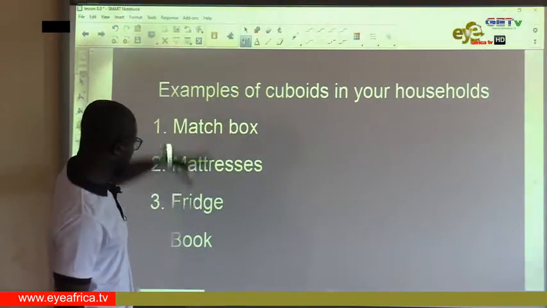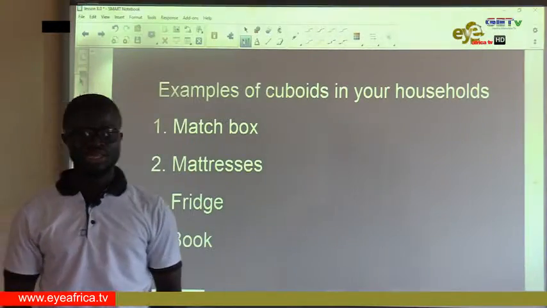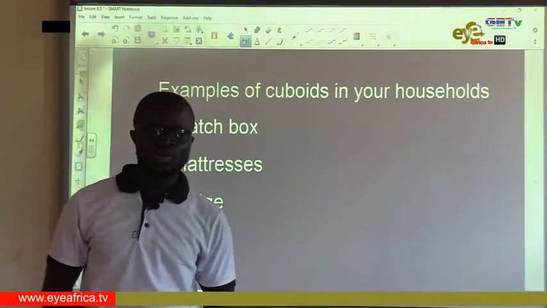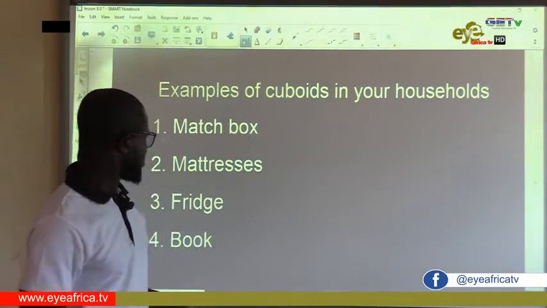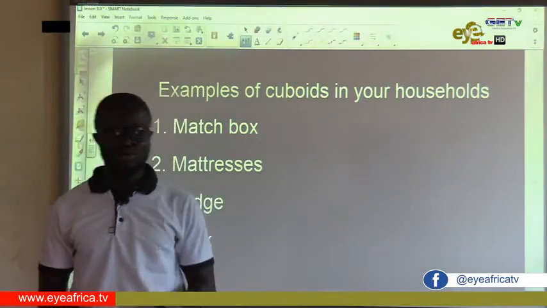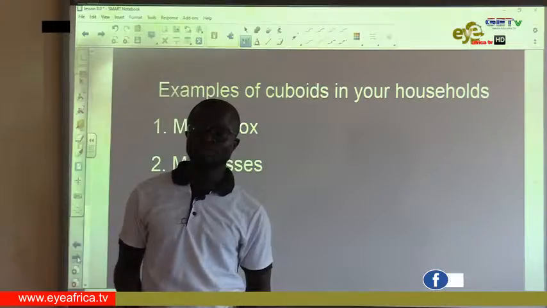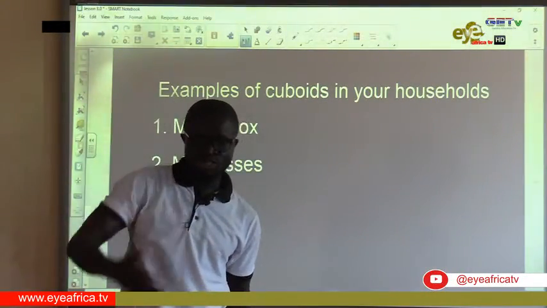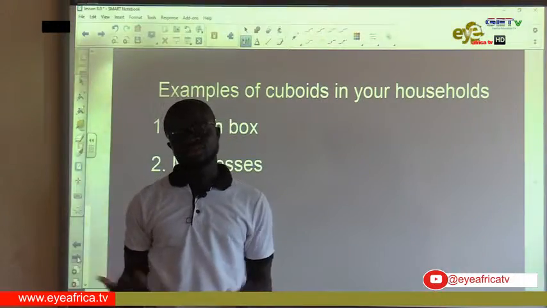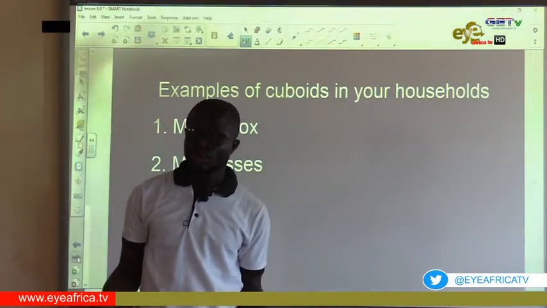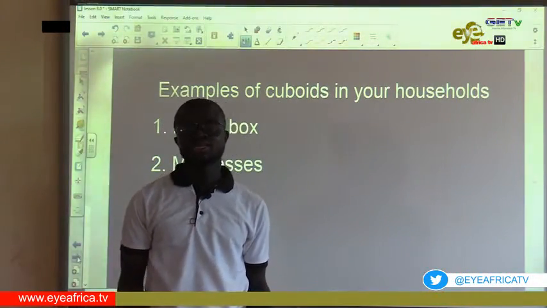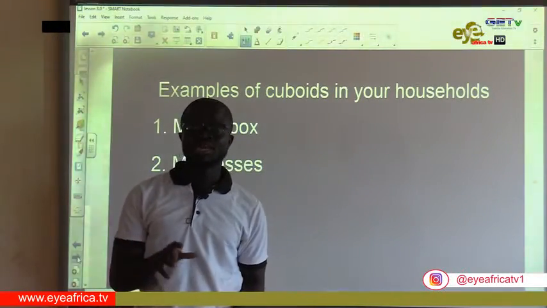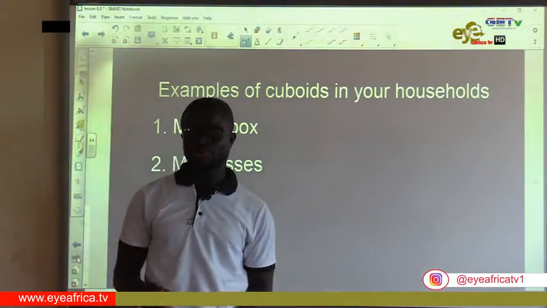So with these 4 examples I have given, I did not exhaust all those objects or things that you can come across in our households or in our communities that can be termed as cuboids. Even the blackboards that you use in your classroom are cuboids. Never confuse them and term them as rectangles. They are not rectangles in a nutshell. They are what? Cuboids are not rectangles.